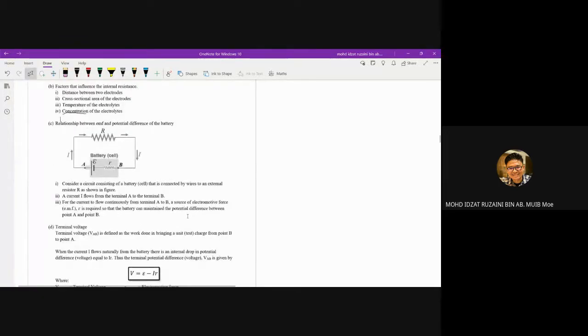Okay, yang C pula. Sini apa yang saya ceritakan tadi tu. Dalam kes ini ialah consider a circuit consisting of battery, and so on. Okay, ni boleh current flow. Okay, so this one dia hanya bercakap pasal current flow ataupun apa yang berlaku dalam bateri itulah sebenarnya, when you connected to the external resistance di sini.